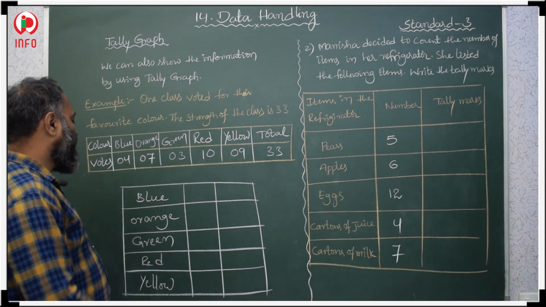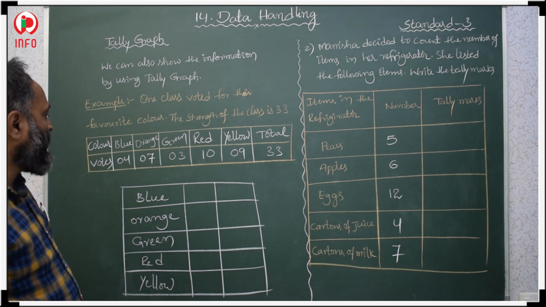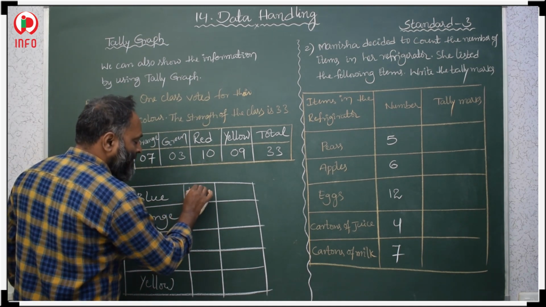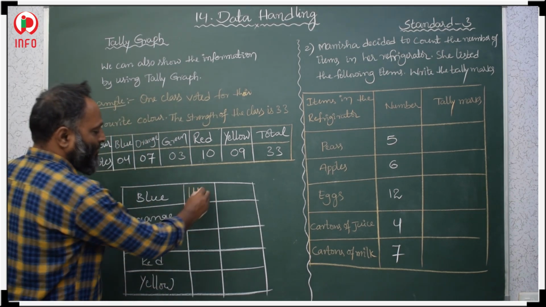So how do we take blue first? In blue, how many students voted? 4 students. It means we should take 4 vertical lines. So this represents 4.